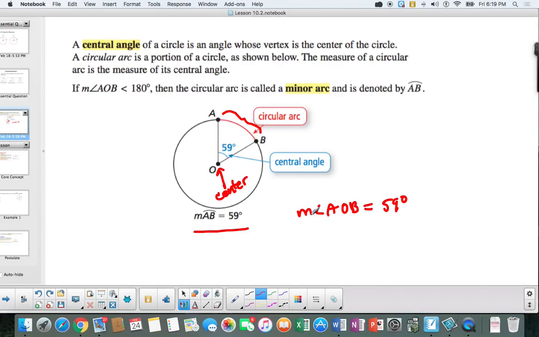We use this little measure symbol. You're going to have to do that same kind of thing with an arc. And that little M says you're about to give me a degree answer.